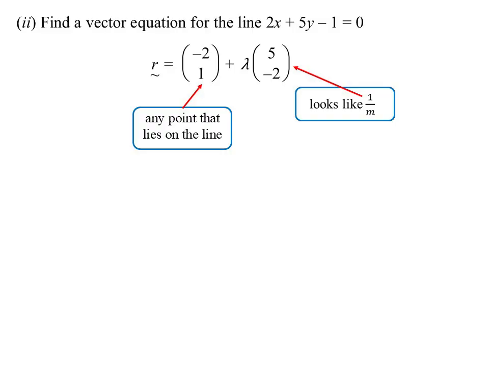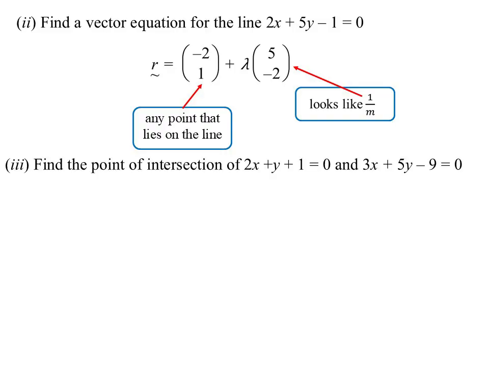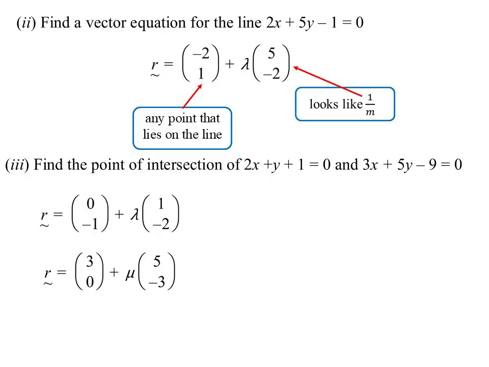Notice it says find a vector equation. It doesn't say find the vector equation, because there's an infinite number of vector equations you could write down. It could be any point on that line you could write in there. But I had to find the point of intersection of these 2 lines then. The first one, as a vector equation, I could write this way. 0, -1 plus lambda, 1, -2. The vector equation of the other one, 3, 0 plus mu, 5, -3.